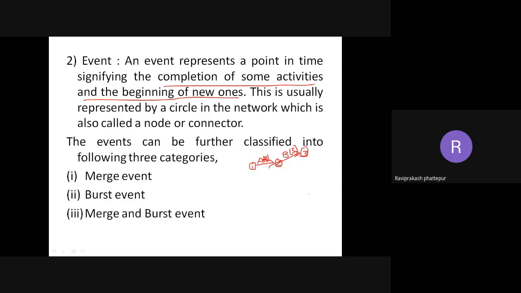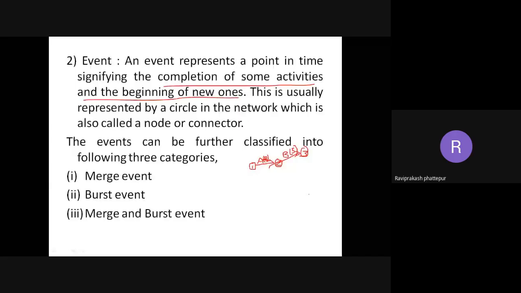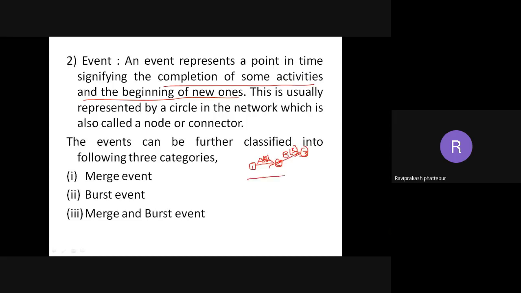Whatever I am drawing here, like how to show a particular node, what is an activity, how it is connected, in the next class we are basically looking at one of the problems. If you understand whatever I have taught you today, then only you will understand the problem. Otherwise it will be a bouncer to you. The merge event, burst event, or the third one, merge and burst event, all of these three will be happening in your schematic diagram.